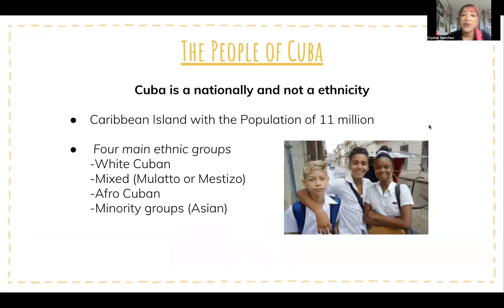Now the people of Cuba. Cuba is a nationality and not an ethnicity. The Caribbean island is populated with about 11 million people. The four main ethnic groups in Cuba are white Cuban, mixed, mulatto or mestizo, and Afro-Cuban, and there are also minority groups such as Asians. Moving forward.